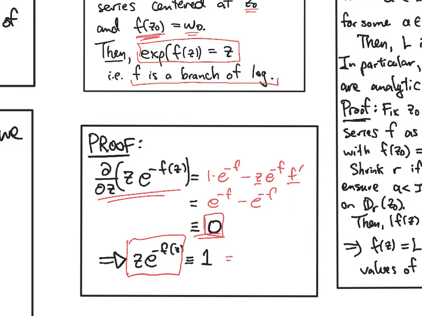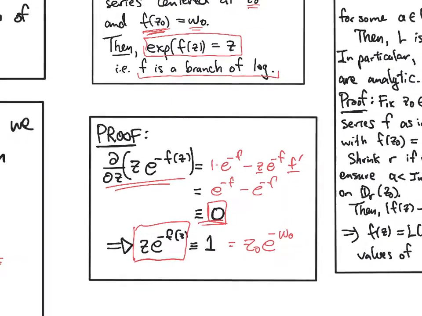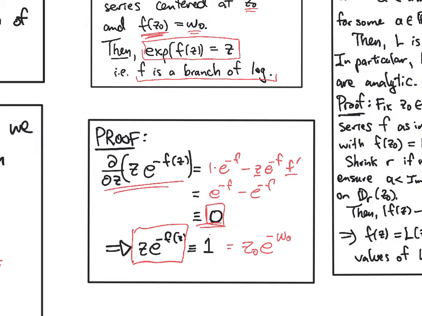So we can plug in a specific value to see which constant it is. So if I put in z naught, I get z naught e to the minus w naught, and we have e to the w naught is z naught, so this is indeed 1. So you get that e to the f of z is identically z, so it's a branch of log and it's analytic by construction.